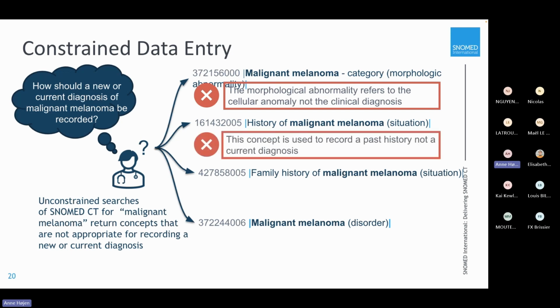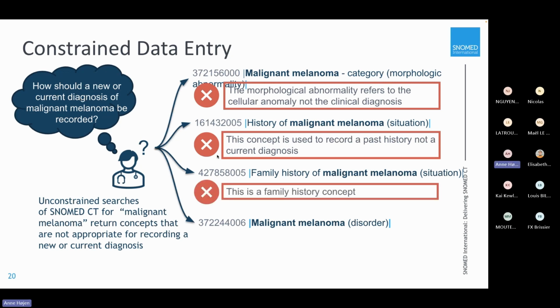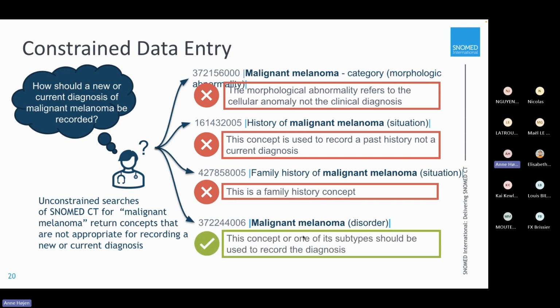History of malignant melanoma refers to a past history of the patient, not a new or current diagnosis. A family history of malignant melanoma refers to some person in the family having had malignant melanoma. And these concepts may be relevant in other parts of the system where we want to record the history or family history information. But for a new or current diagnosis, a concept such as malignant melanoma, the disorder, would be relevant to capture.